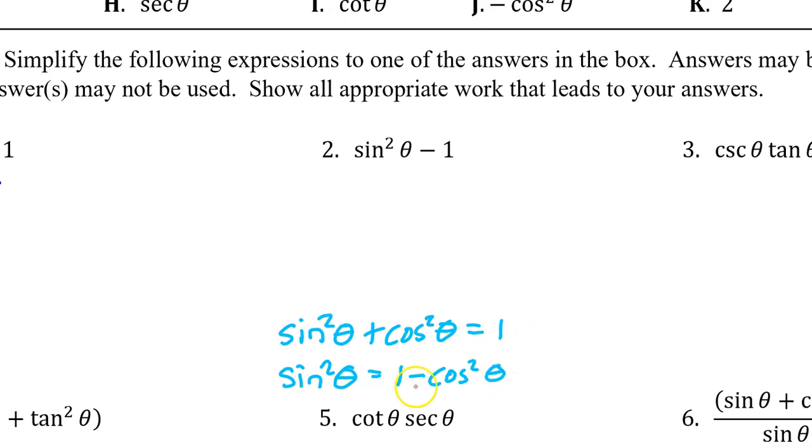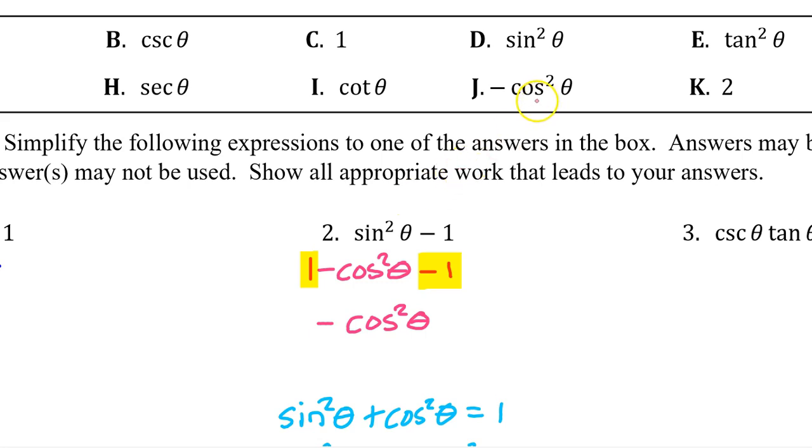So now let's make that substitution. Instead of sine squared theta, we will have 1 minus cosine squared theta. And then we still have the minus 1. Notice that we have like terms of 1 and then minus 1, which cancel each other out. This will leave behind negative cosine squared theta. Let's see if that is one of the things in the box. It's right there. Answer J.